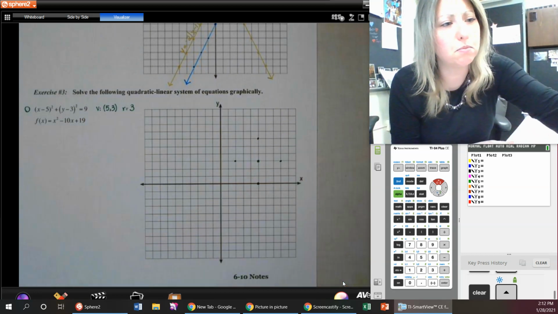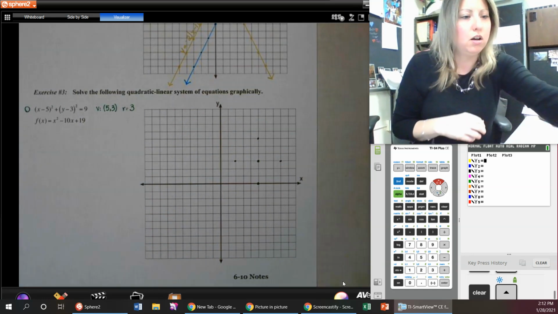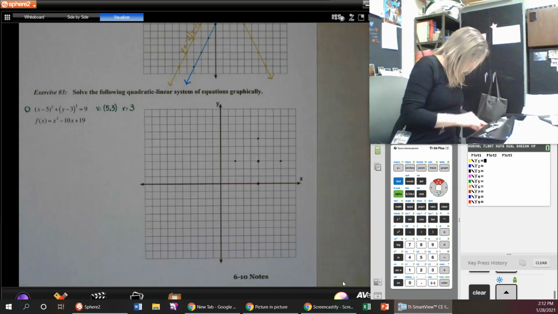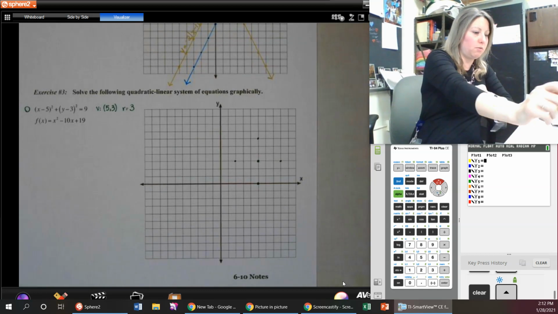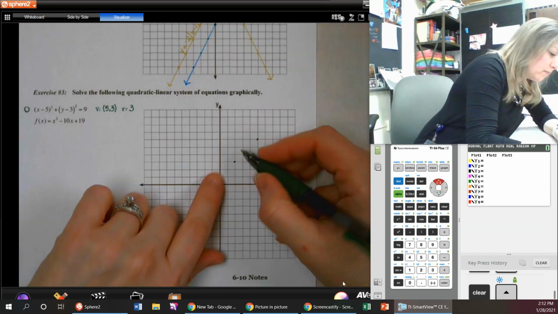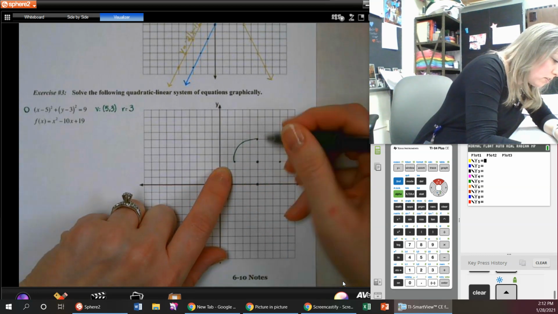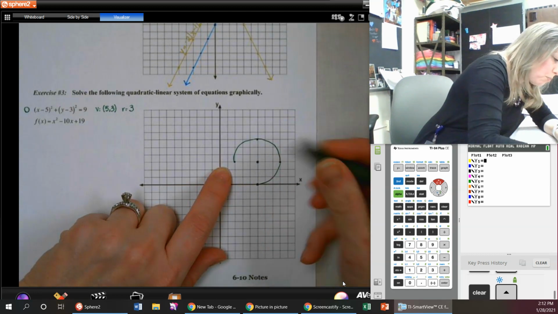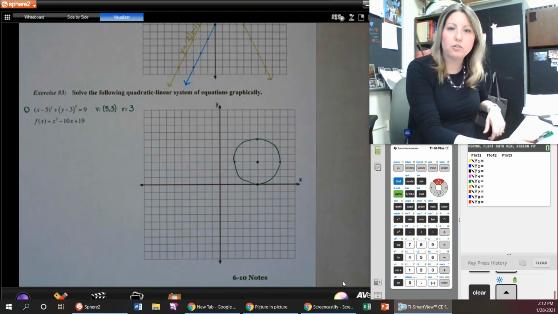I was going to use my compass, but I guess my compass is MIA. I must have let someone borrow it. So, all right, here we go. Do our best. Get a circular motion in here. Freehand circle is tough. That's why I was really hoping for my compass, but that's all right. I'll survive. There's my circle.